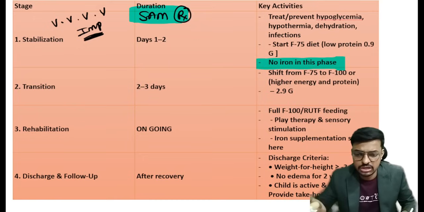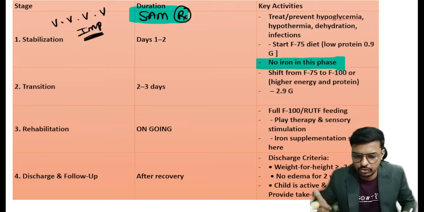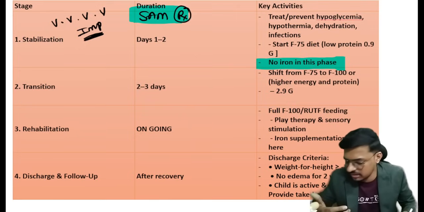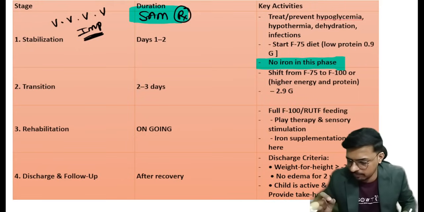Other than that, what is the amount of protein in the F100? The food F100, ready to use food. How much protein will be there in the F100? This kind of question will be asked in your exam, and only you people will be able to answer this question, because I will differentiate it. I will teach you in a perfect to perfect way, so you can secure your perfect marks in the exam.